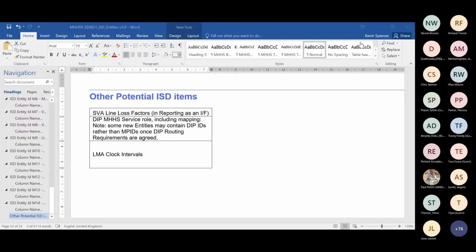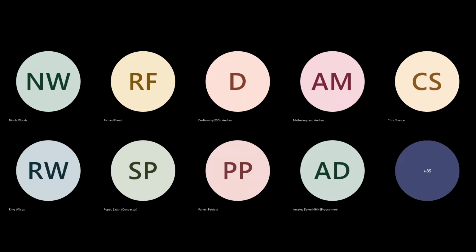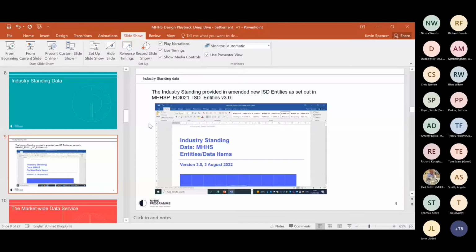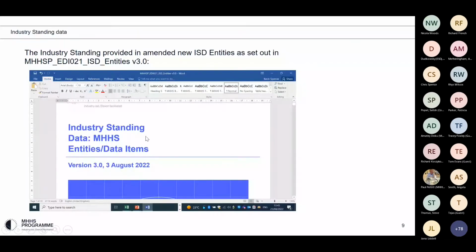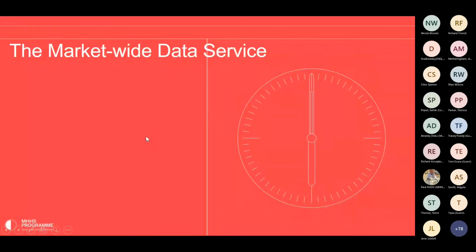I'll stop sharing that one. Go back to the slide deck. Okay, Amity, were there any questions on industry standing data, or should I carry on?